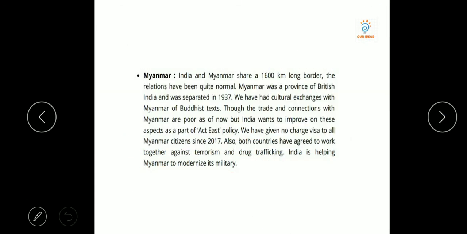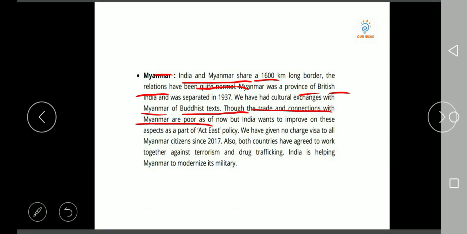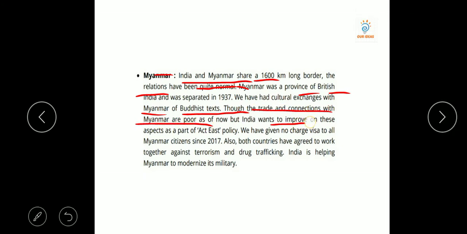The next is Myanmar. India and Myanmar share a 1600-kilometer long border. The relations have been quite normal, neither good nor bad. Myanmar was a province of British India and was separated in 1937. We have had cultural exchange with Myanmar, from Buddhist texts to trade connections. Myanmar is part of our neighborhood, and we want to improve on these aspects. It is part of the Act East policy, so we are trying to improve relations.